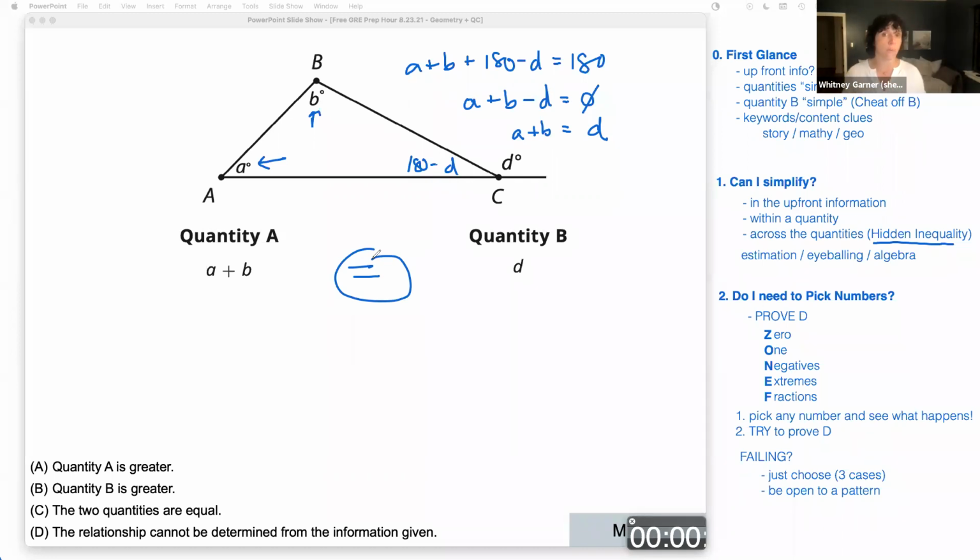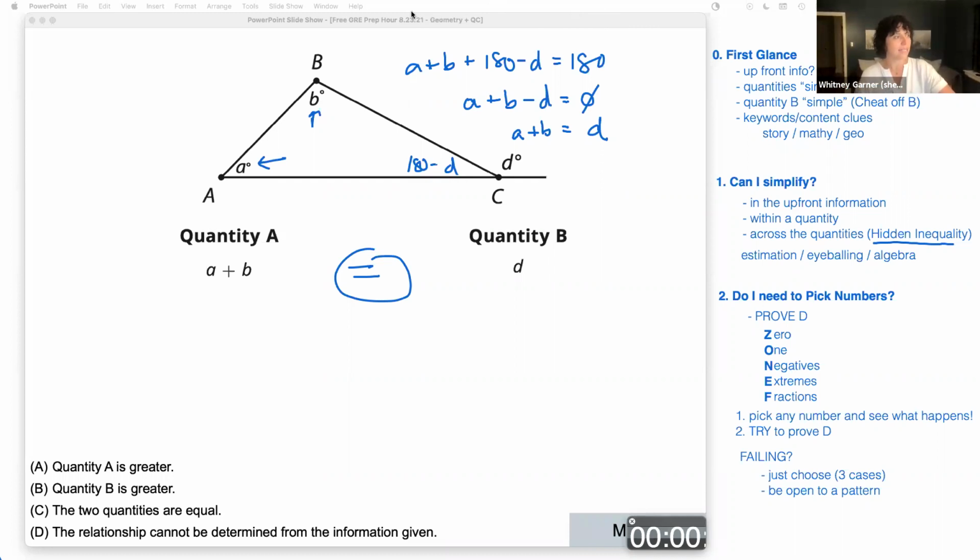So in general, for geometry, we will often get a long way with some simplification up front, even with some estimating and eyeballing up front. As much as we can, we'd like to do that, only because picking numbers for quantitative comparison in geometry can be a little bit laborious, right? To sort of quote the earlier question, it can be a little bit laborious. We can avoid some tedious computations if we're getting a little bit better at simplifying up front.